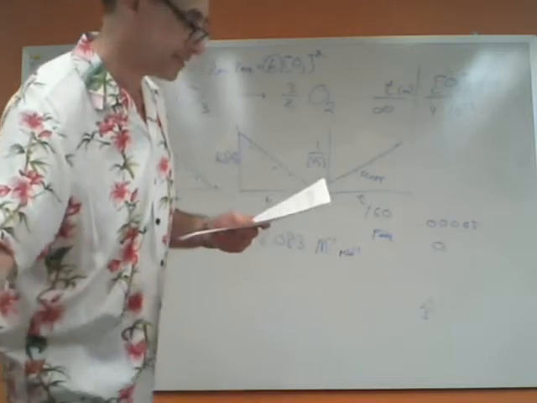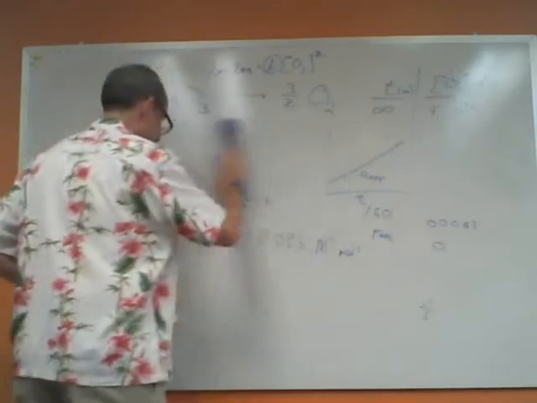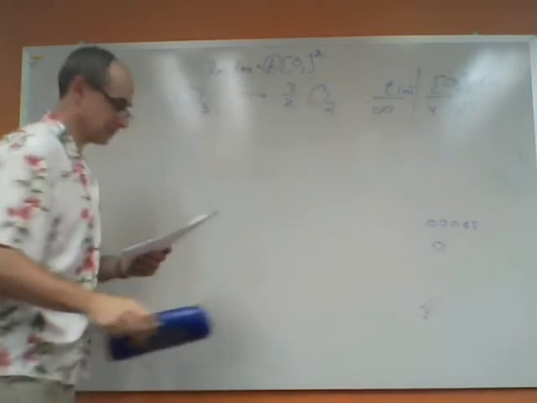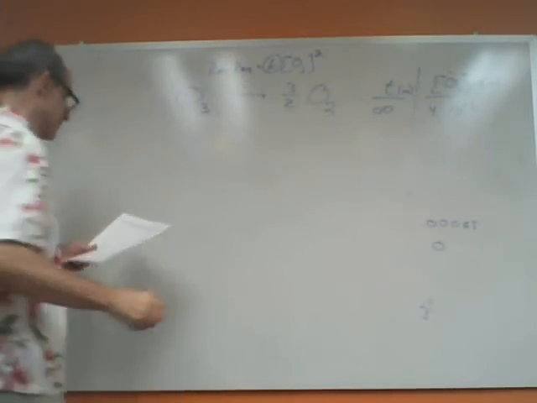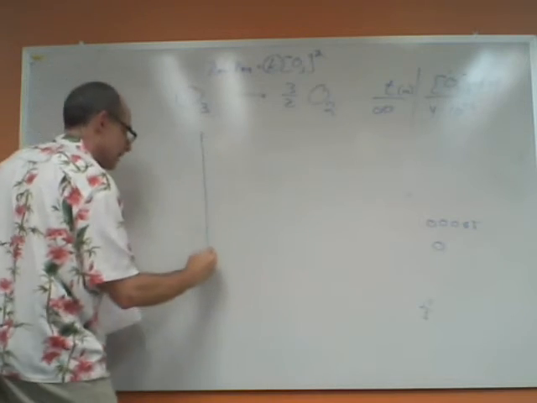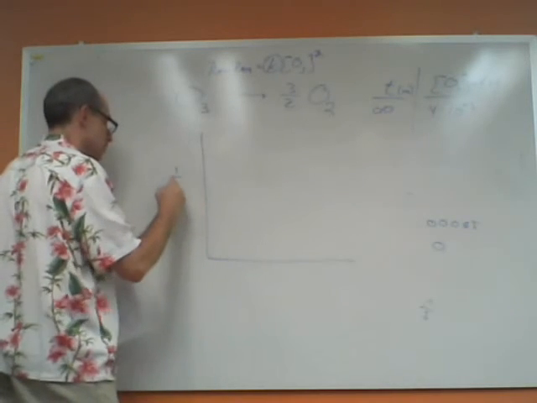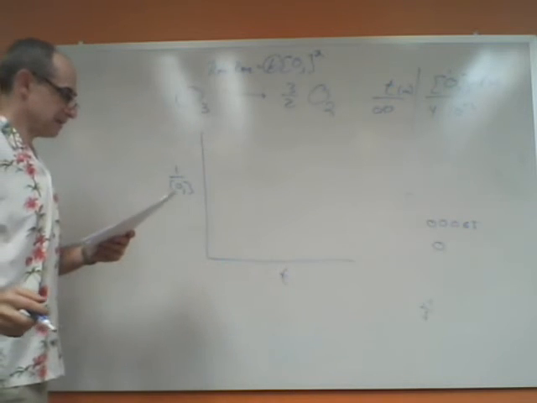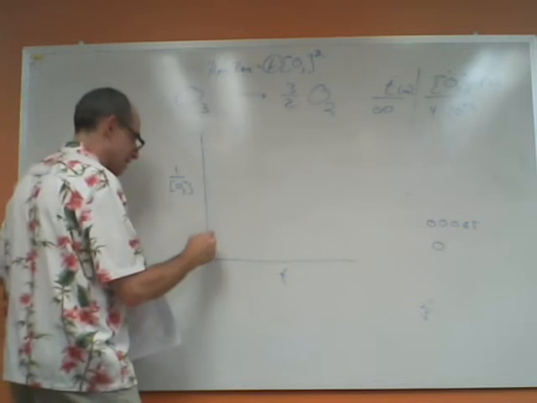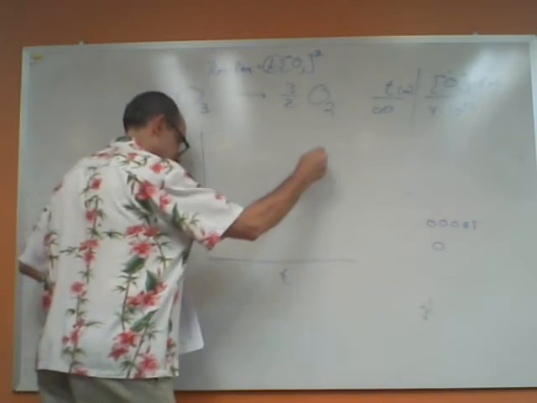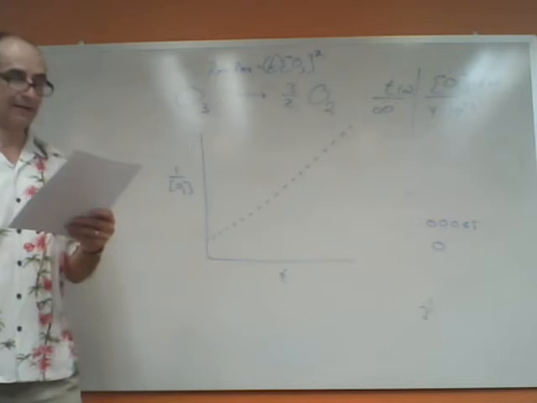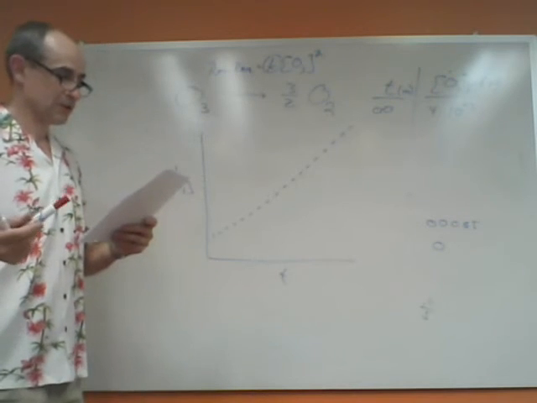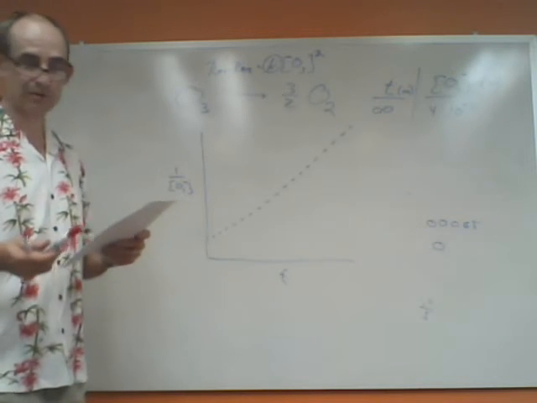How would this graph change if we change the conditions? So let me get rid of these graphs since we're not going to use them anymore. And say we have our graph of 1 over the concentration of ozone versus time. Here is the data from our initial experiment. And question 5 asks us, how would this change if we were to have twice the initial concentration of ozone?